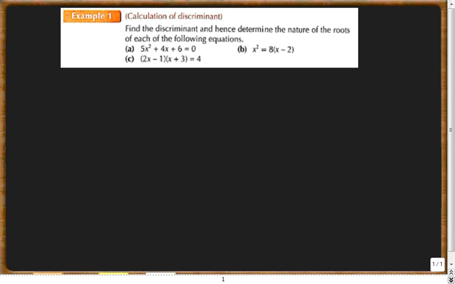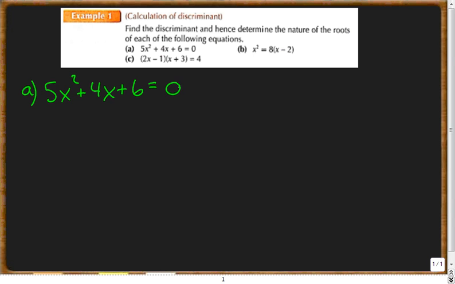In example 1, it's asking us to calculate the discriminant for some different functions, and then also to determine the nature of the root for each of the following equations. So we're going to start off and look at A. A is 5x squared plus 4x plus 6 equals 0.